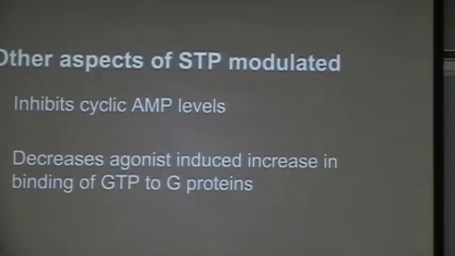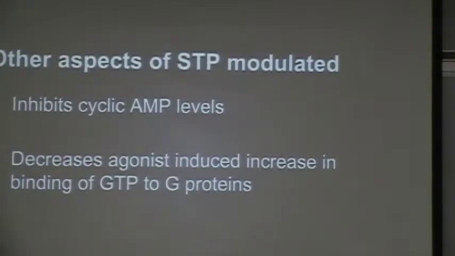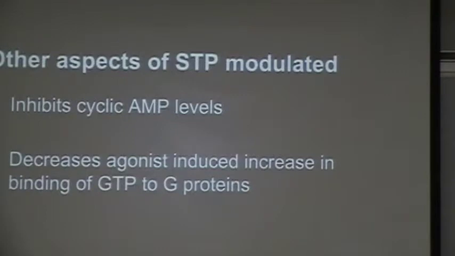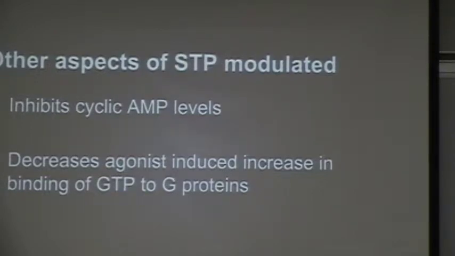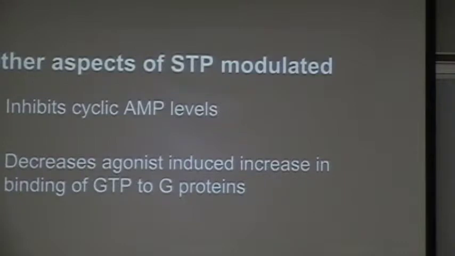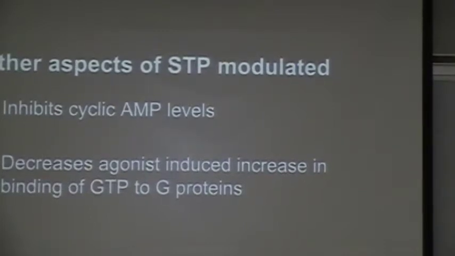Lithium has a very wide range inside the body. It has a lot of uses. It also has other aspects in the signal transduction pathway. It inhibits cyclic AMP levels, which is to say it alters G proteins that stimulate the catalytic conversion of ATP to cyclic AMP. It also decreases the increase in the binding of GTP to G proteins.